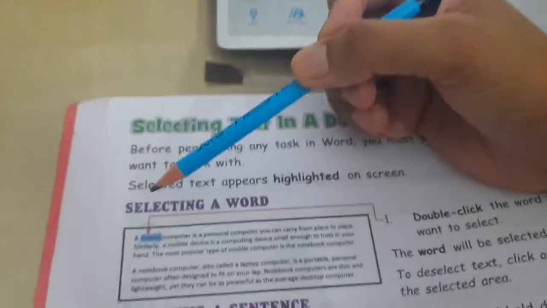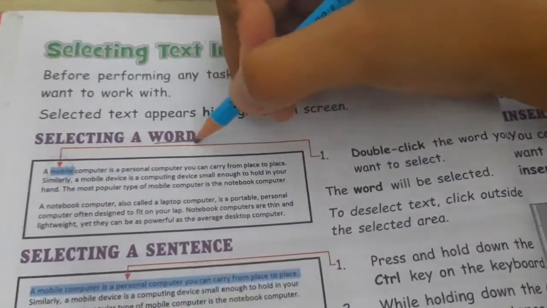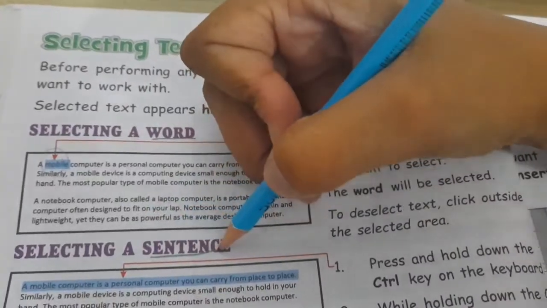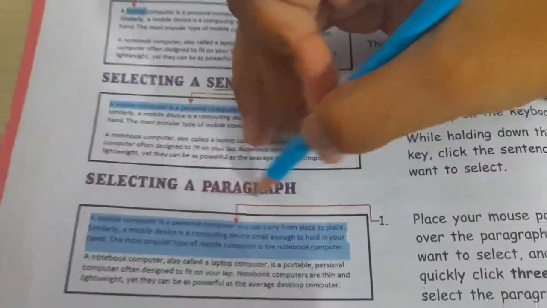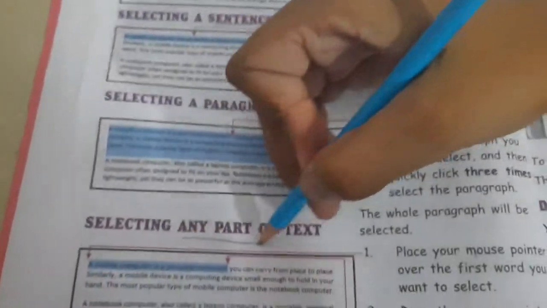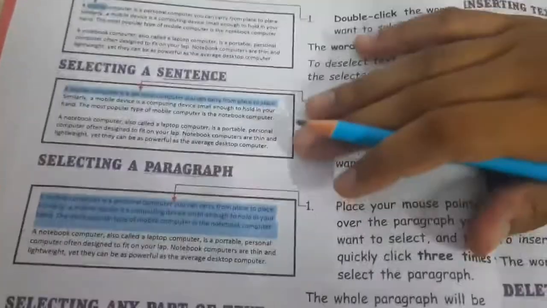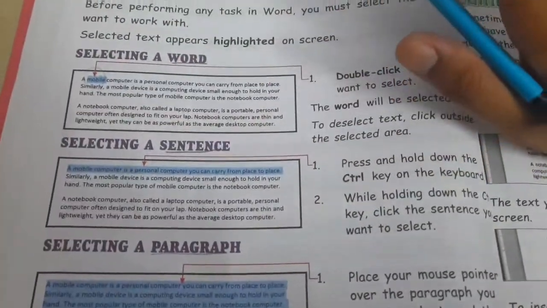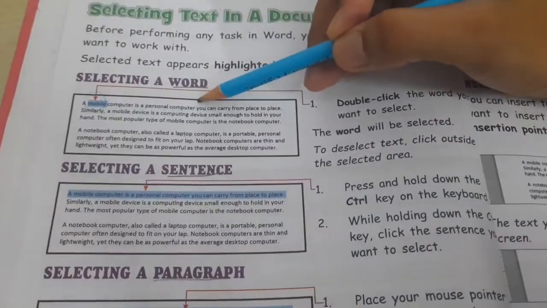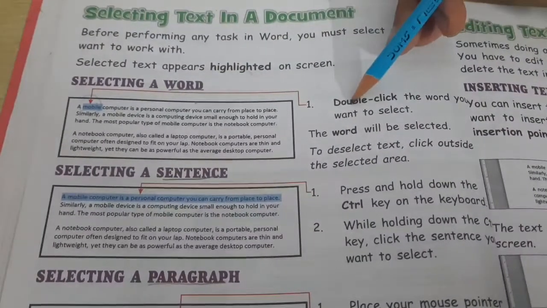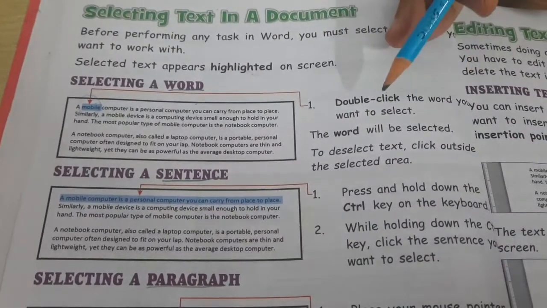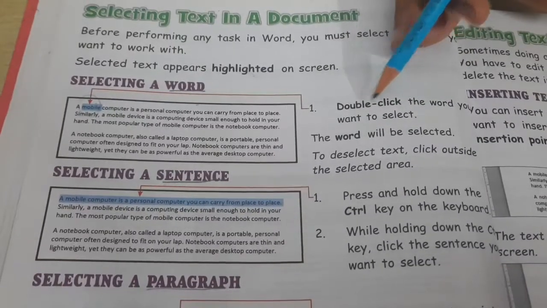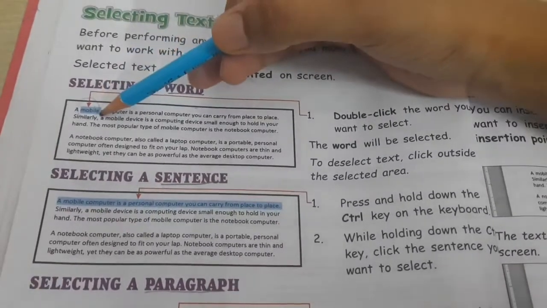Now there are different methods to select different things, like how we can select a word, how we can select a sentence, how we can select a paragraph, and how we can select any part of the text. So the options which are given, I am going to show you. First, for the word, it is written you have to click double on the word. When you click double on the word, that is double click, the word will get selected.